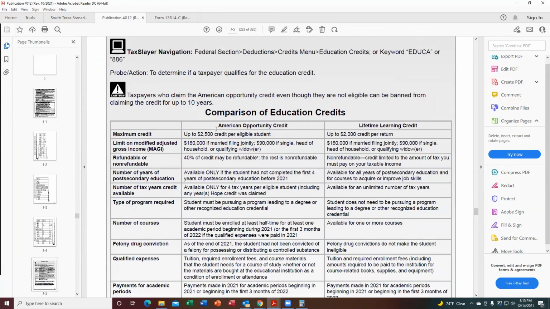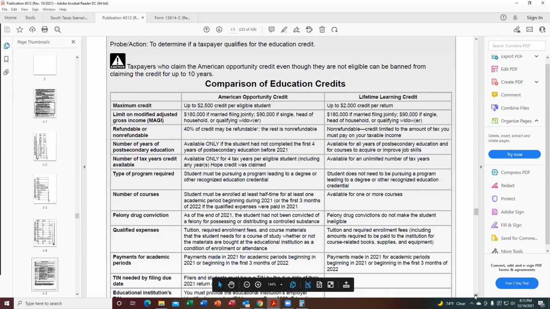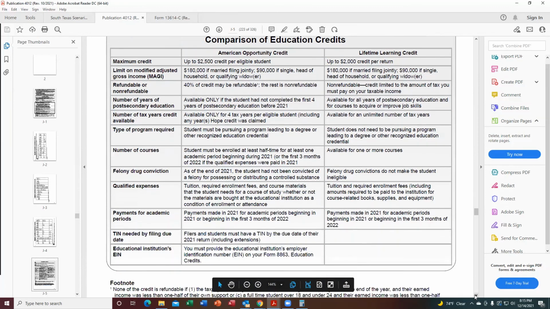So a person may qualify for the American Opportunity Credit. This is normally for only the 4 tax years, meaning technically you're talking about being a freshman, sophomore, junior, or senior for this one. And then beyond that is the Lifetime Learning Credit. So this table provides you information regarding each one and the comparison.